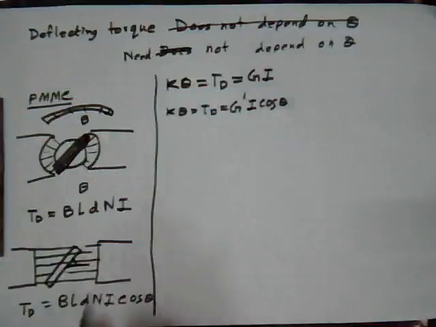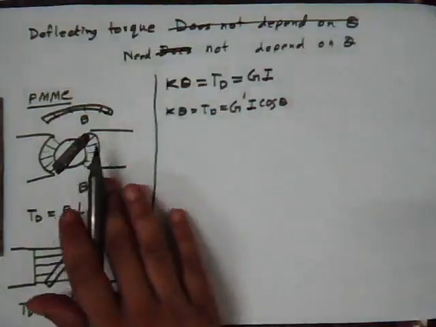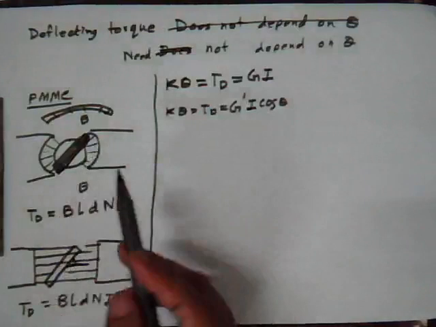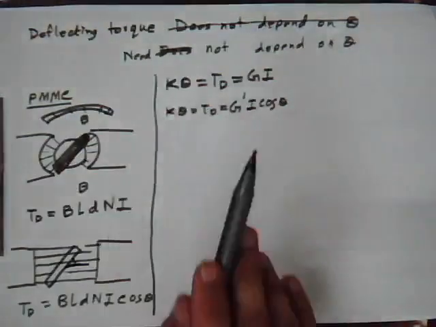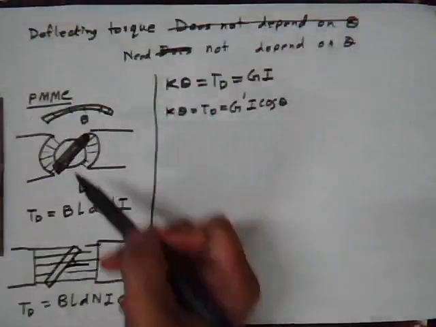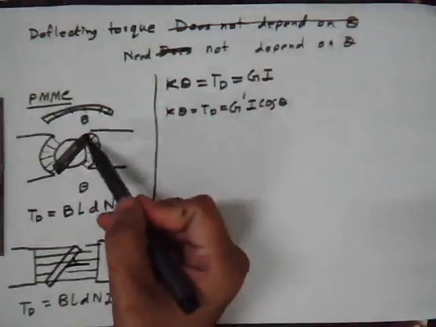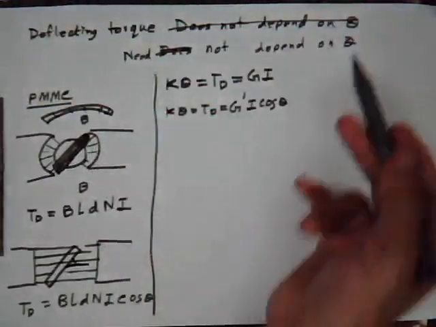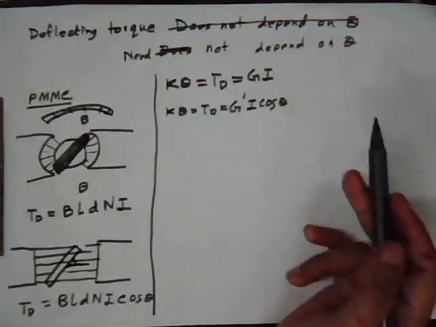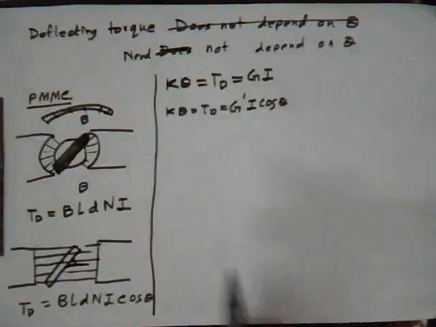So we ideally don't like this, we ideally like this, and therefore we want the deflecting torque not to be a function of theta. But anyway, this is an ideal situation. The flux density might not be exactly uniform and can in practice be a function of theta, strictly speaking.